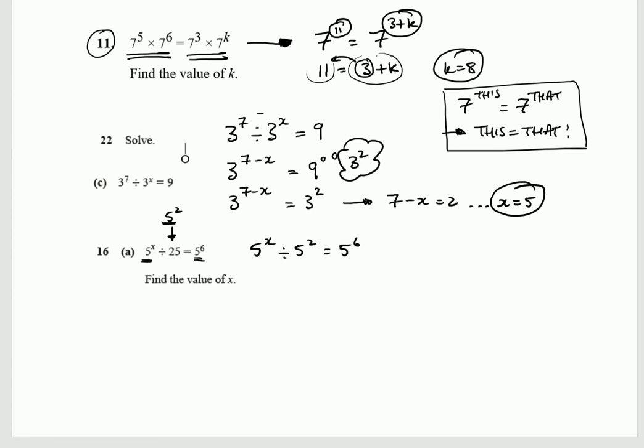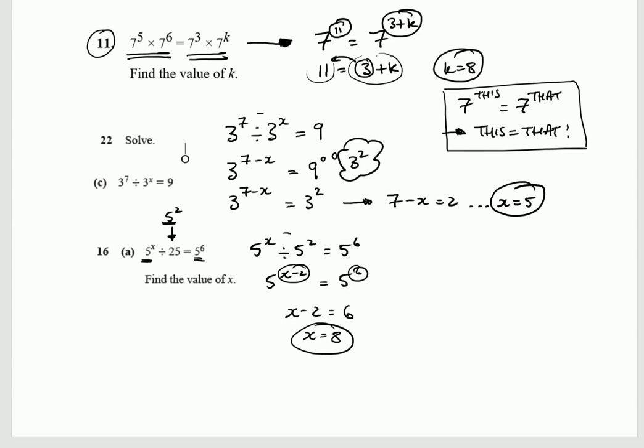Remember your laws of indices, if we divide the 5s, we subtract their powers. This is 5 to the power of x minus 2 equals 5 to the power of 6. 5 to the power of this equals 5 to the power of that, so this equals that. And that's giving me x equals 8 for my solution.